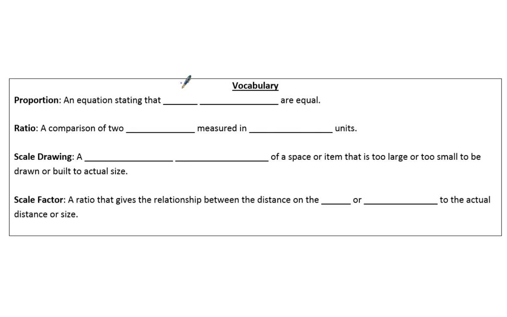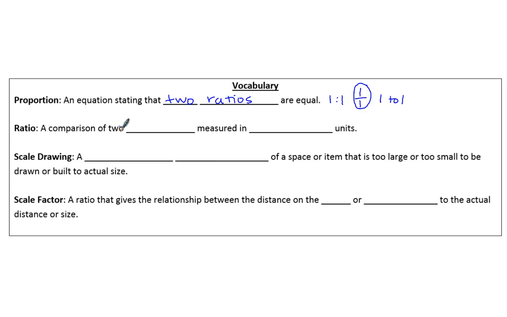Hi, we're going to get started with our proportions unit, and we're going to go over some vocabulary that we're going to need throughout this topic. So the first word that we're going to talk about is proportion, and that is an equation stating that two ratios are equal. And remember that ratios can be written as 1 to 1 like this, 1 over 1, or 1 to 1 using the words. We're really going to be seeing it in terms of fractions in this proportions unit though.